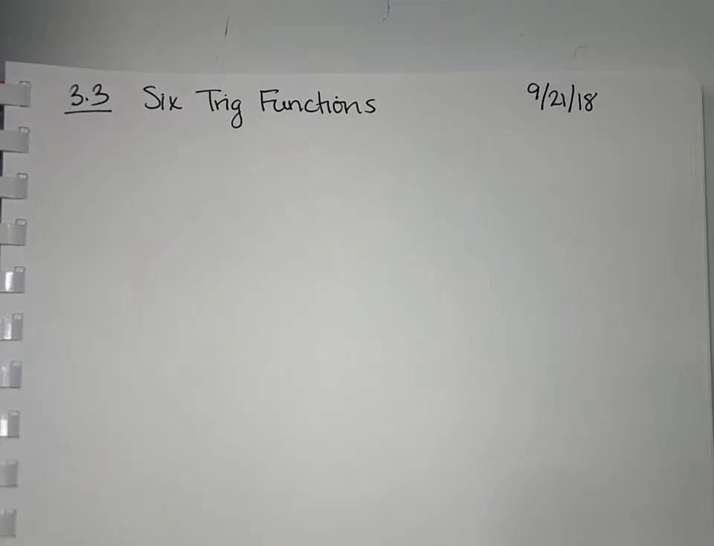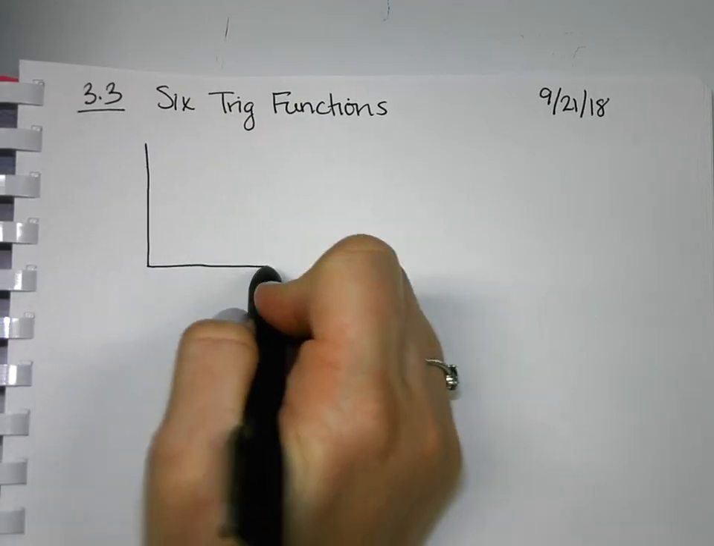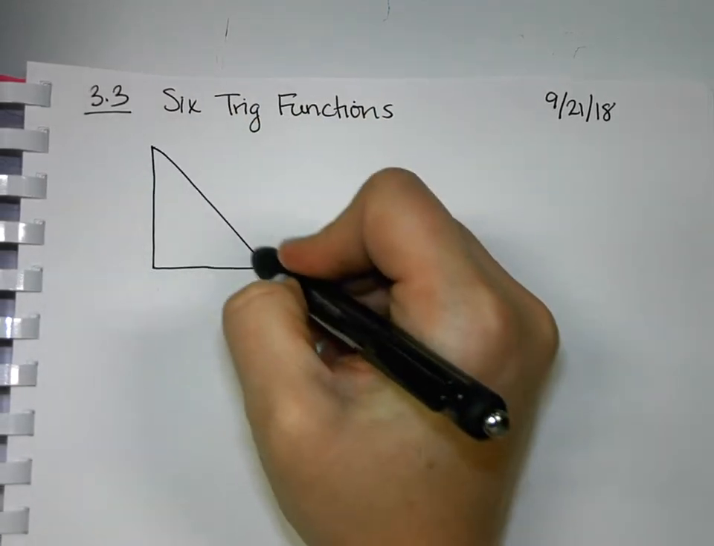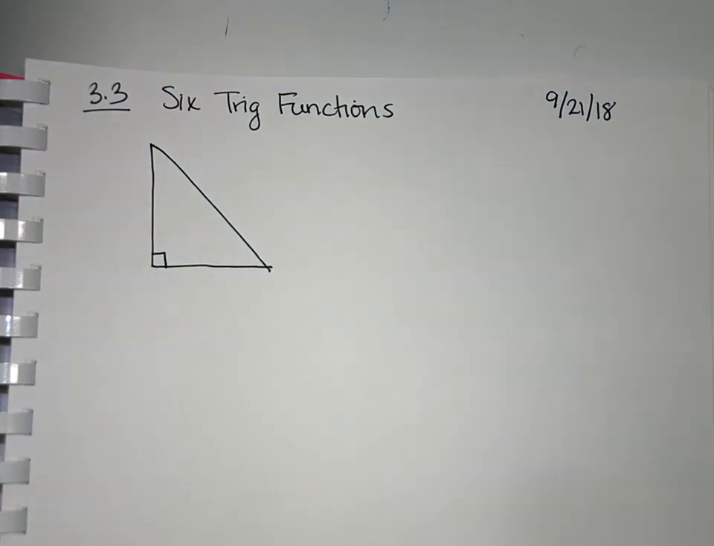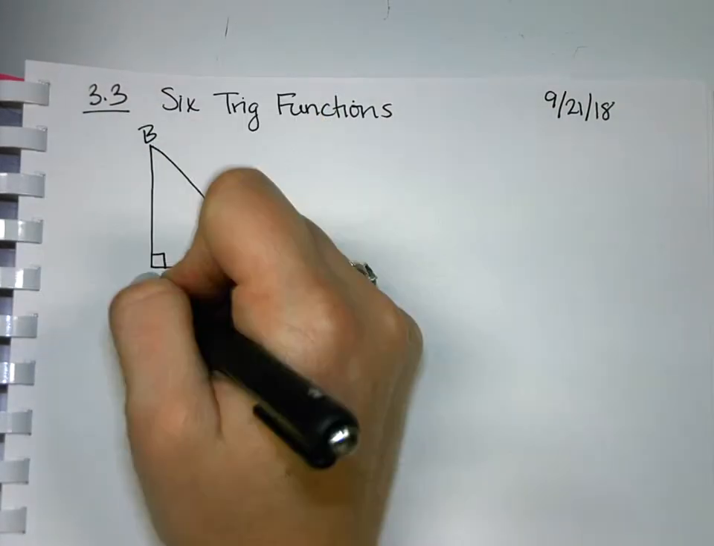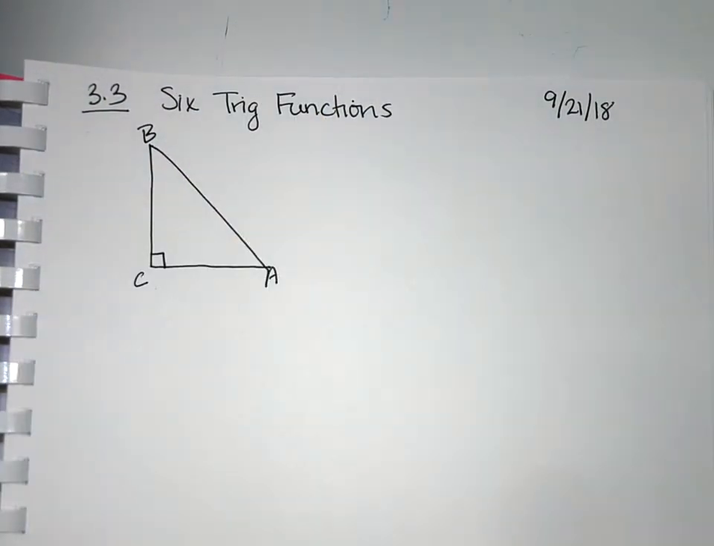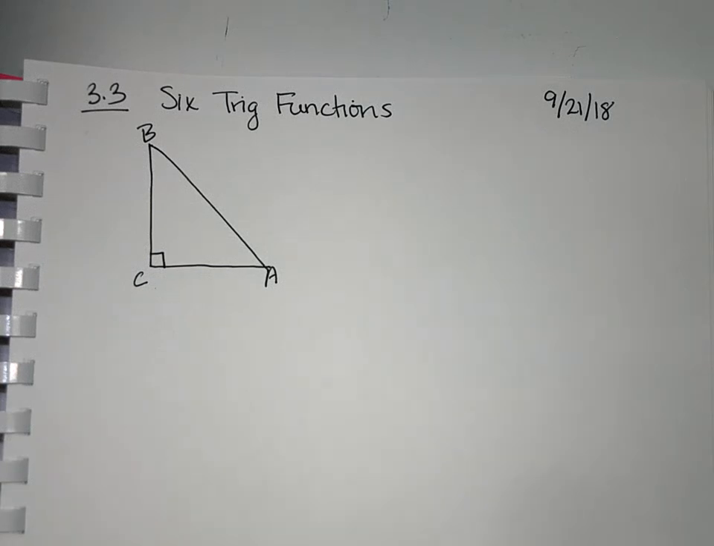Alright, so what we're going to be building up to is our unit circle. But before we get to the exact values on a unit circle, we're going to go back over what the 6 trig functions are. And so again, all of these right now are around a 90-degree triangle, or a right triangle. So we have triangle ABC, and then we want to make sure we have everything labeled correctly.